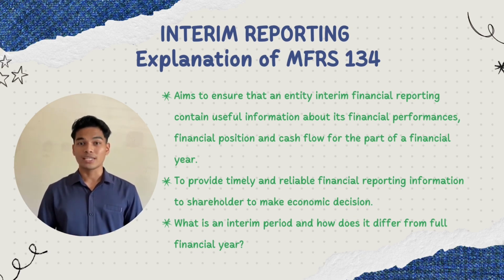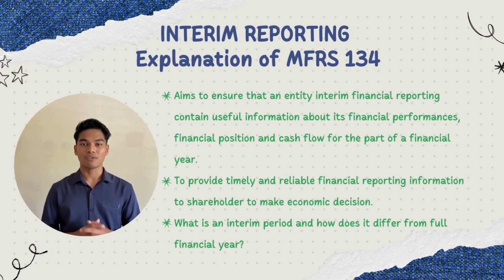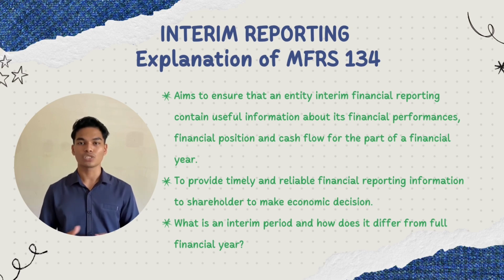So, what is an interim period and how does it differ from a full financial year? An interim period refers to a financial reporting period that is shorter than a full year. Companies usually report their financial performance during the interim period every 3 months or sometimes 6 months. Hence, the interim report gives shareholders a current update of how the company is doing during the specific period. The full financial statement gives a whole picture, while the interim report is shorter and gives a snapshot.